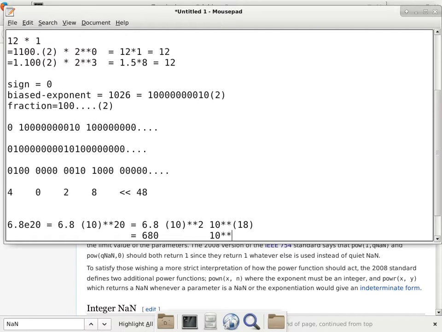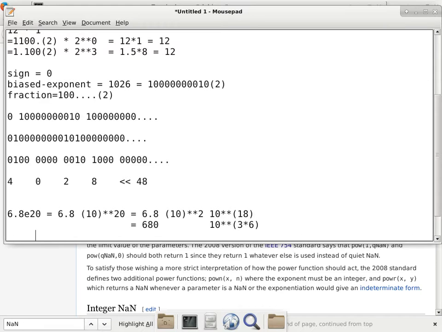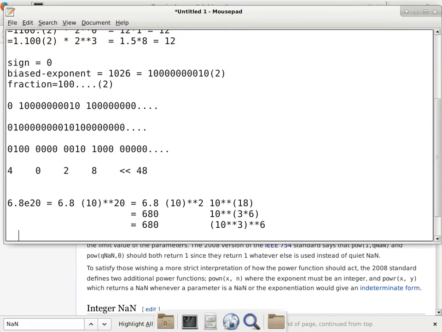I'm not going to skip any steps here. Is that okay? All right. So the next step is to break this apart and say this is 10 to the power of 3, but do this. Is that okay? All right. So now we use the approximation. So the approximation goes in here.